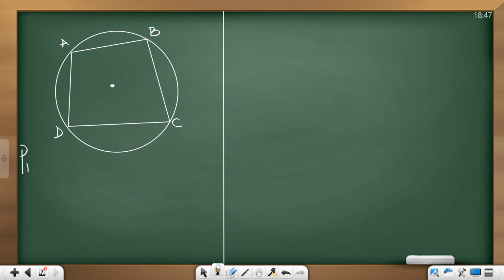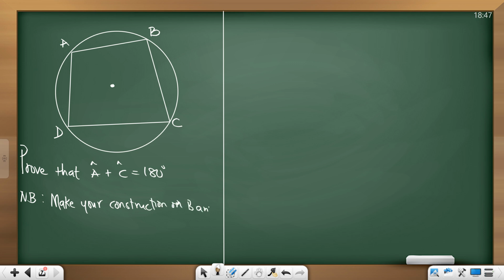I see. Prove that angle A plus angle C. I want to tell you the secret why I was asking. And I'll put a note here for you. Since they want me to prove angle A and C, make your construction on B and D. That's the whole idea.